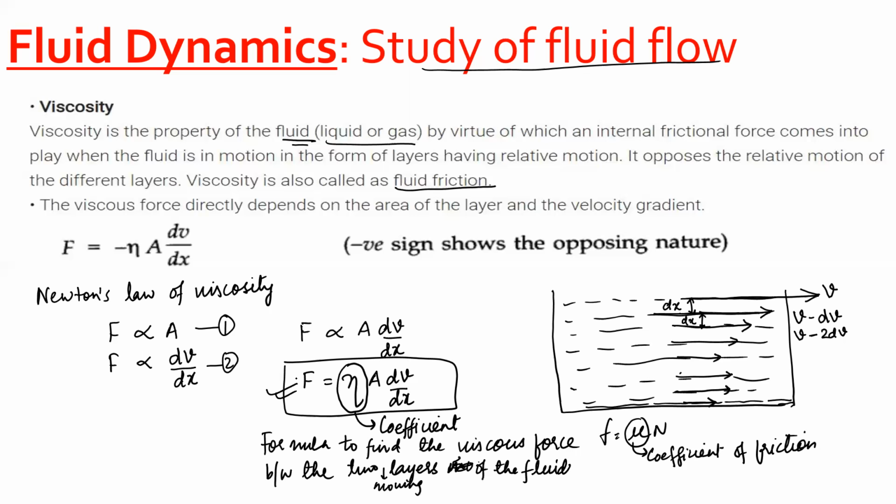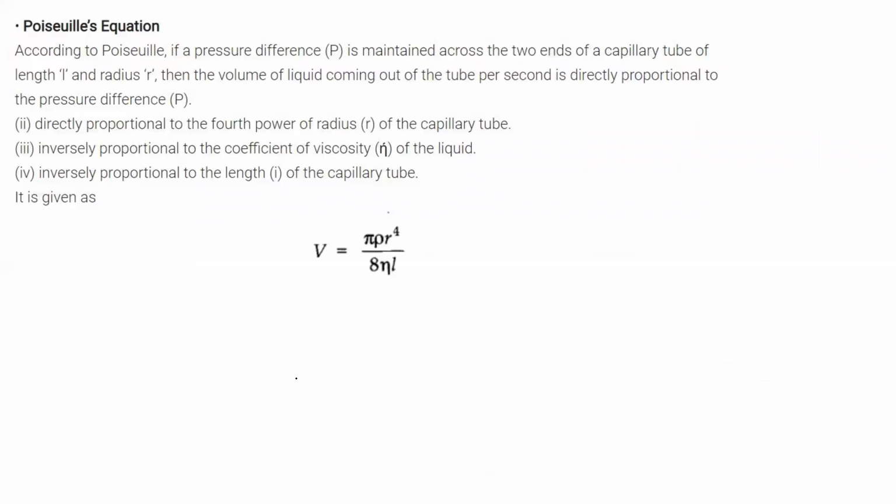Now we have a second law which is called Poiseuille's law. According to this law, if we have a capillary tube, what do we mean by a capillary tube? A tube which is having a very small diameter. That means if any tube is having a very small diameter, obviously it will have a very small radius. So if the length of this tube is L and diameter is D, that means we can write radius as R over here.